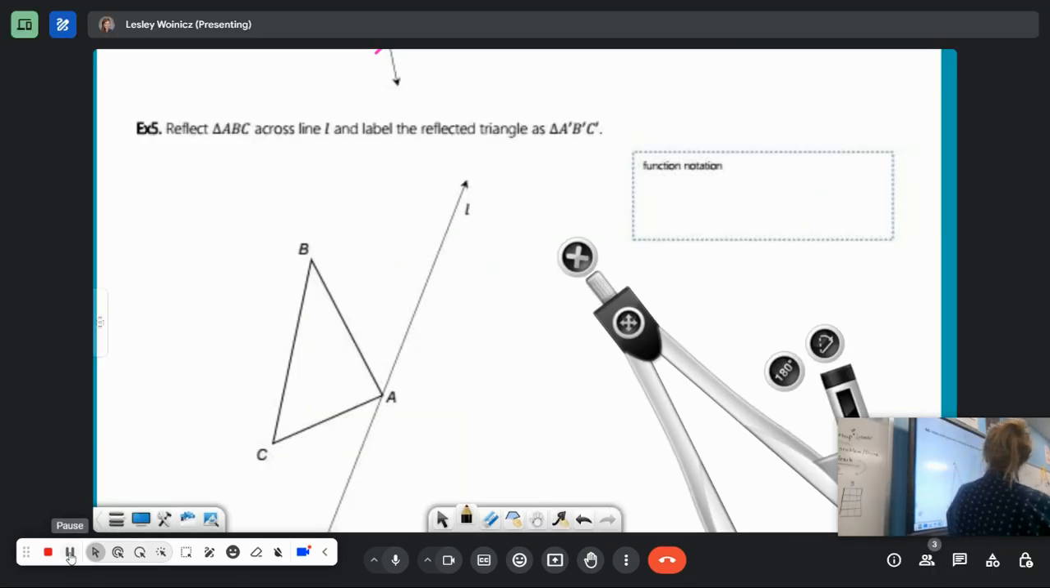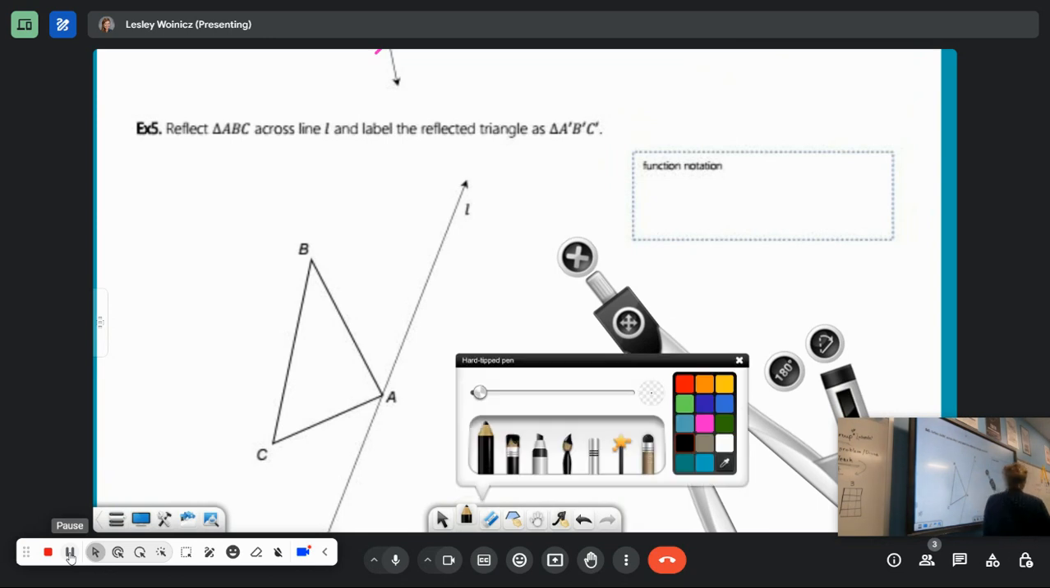We're reflecting triangle ABC across line L. We're labeling our reflected image with prime notation. Okay, our function notation, why don't you guys go ahead and see if you can remember what to do. Is it a lowercase r or a capital R? What goes in the subscript?